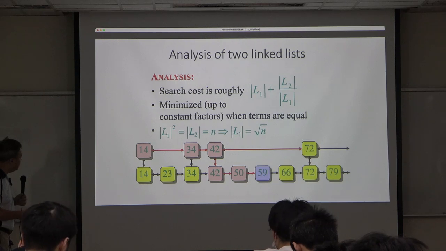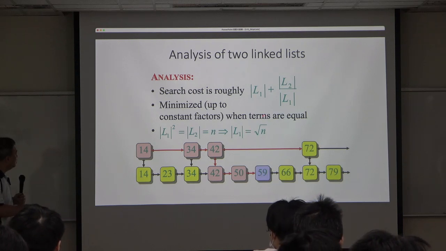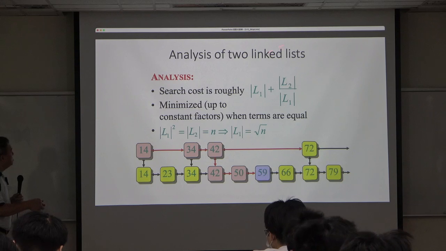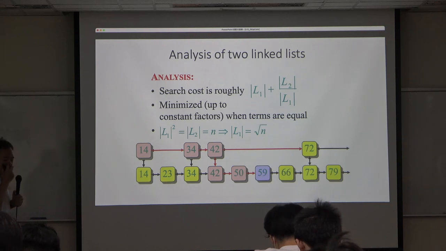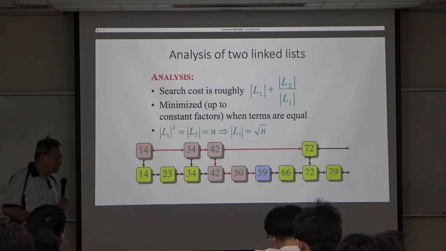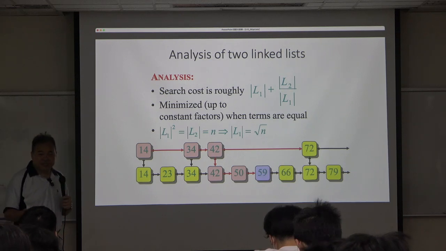So this is like, you know, if we want to minimize this value, you should set the size of L1 to be roughly the square root of n. So far, so good, right?